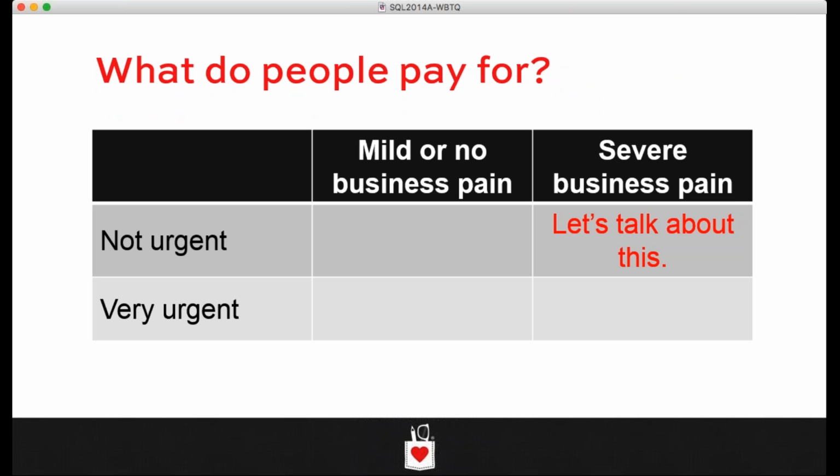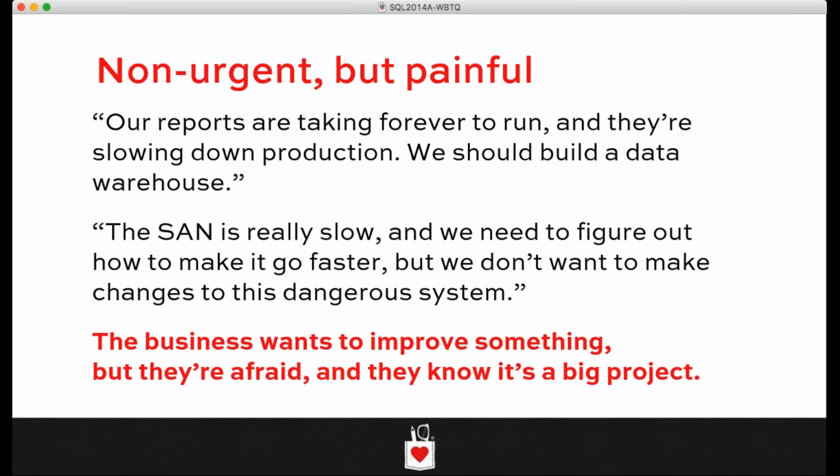So now we're over in the severe business pain column, but we're talking about non-urgent pains. Examples of this are, well, reports are taking forever, and we've decided we're just going to bite the bullet and go build a data warehouse. Nobody urgently builds a data warehouse. You want to plan that out. You want to measure twice and cut once. You want to bring an expert in who's done it a whole bunch of times and can tell you pitfalls to avoid. They will not do it under the gun. This is something that you're going to build out a project plan for.